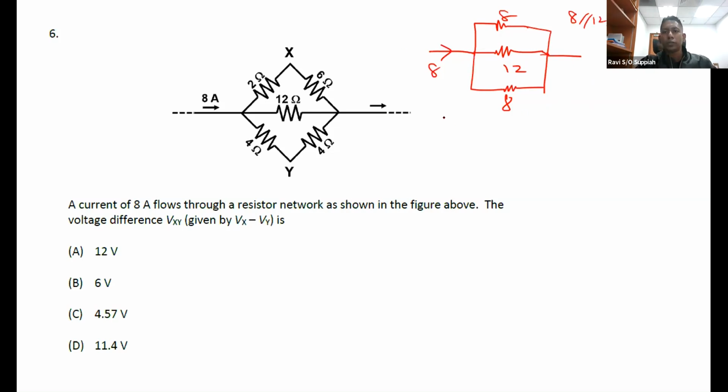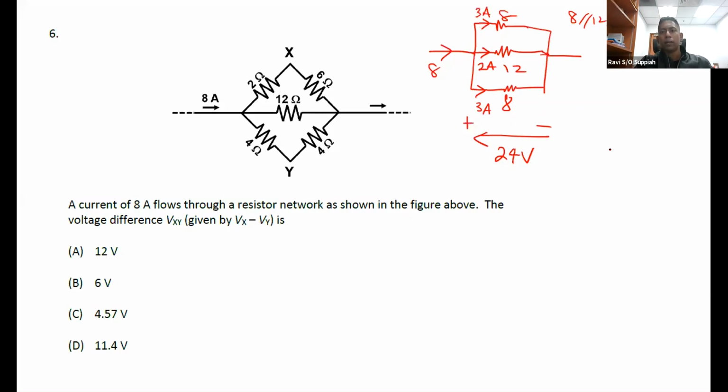So the total voltage drop across here is 8 times 3, which is 24 volts. Since all these 3 branches are parallel, the 24 volts appears as the same across all 3 branches. Now the next thing is the current. Since I know 24 volts is the voltage difference across all these 3 points, I can calculate the current. 24 divided by 12 over here, I'll get 2 ampere. 24 divided by 8, I get 3 ampere here, and here I get 3 ampere.